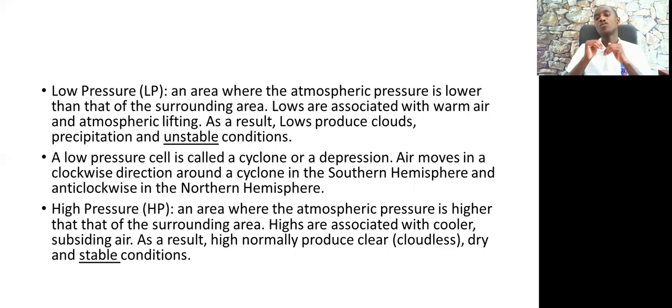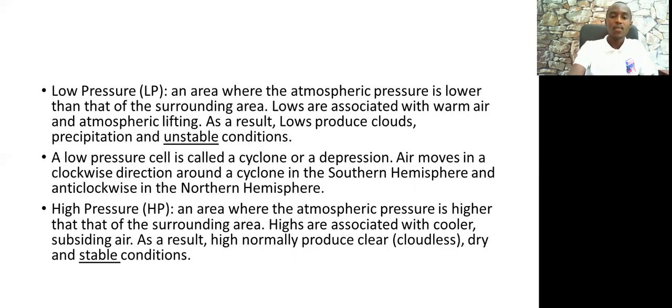Understand something here, guys. When we're talking of low pressure, warm air is normally lifted up, because we have cold air and warm air. If these two air masses meet, cold air is heavy and warm air is light, so the warm air tends to be lifted up. As air rises, it cools down, then condenses, then produces precipitation, which is heavy rainfall. That's why lows are associated with unstable conditions. Lows include mid-latitude cyclones and tropical cyclones. Those are low pressure systems.